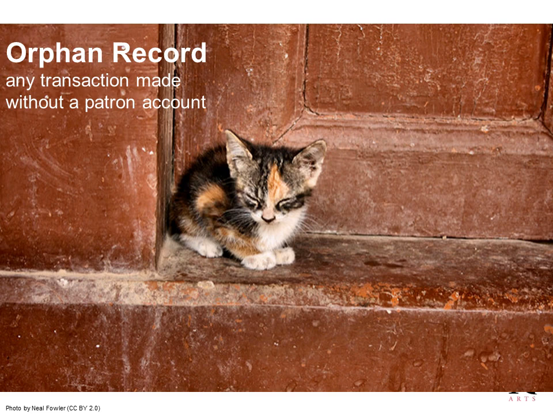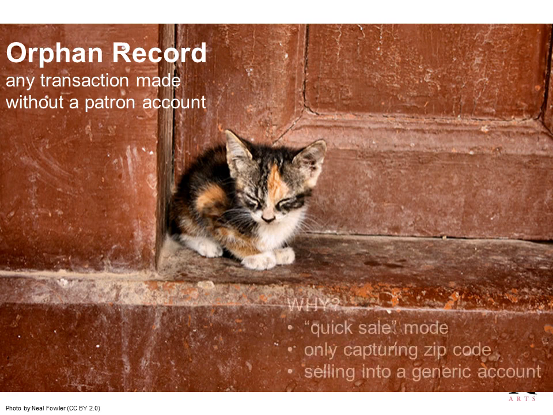An orphan record is a transaction made without a patron account. I think of them as stray kittens, but way less cute. Some databases are just full of stray kittens. Why? The most common reasons are tickets are sold via quick sale and no patron contact information is captured. Admissions are sold where only a zip code is captured, and possibly tickets are just sold into a generic account.